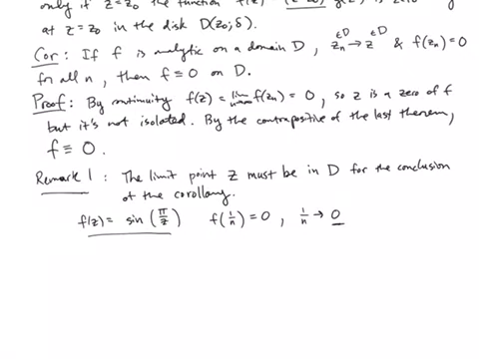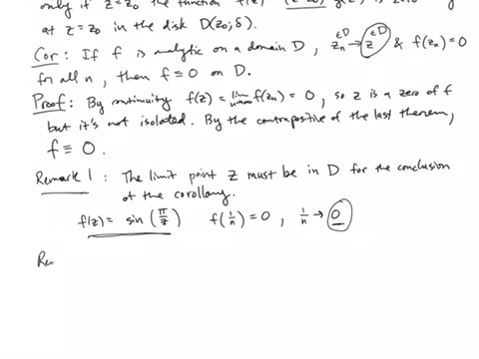If you tried to apply this corollary to this function f, you would seem to get a contradiction, but there is no contradiction because part of the assumption is that this limit point be in the domain of the function, and the limit point in this example is not in the domain of the function.